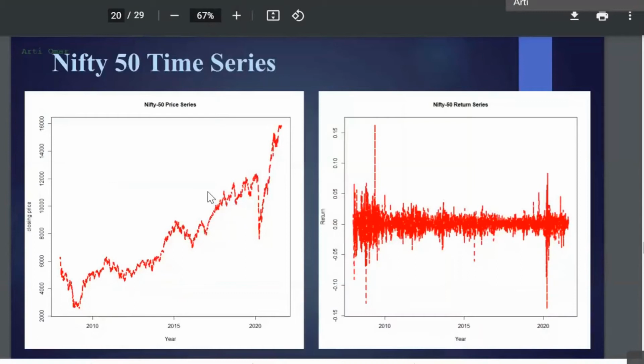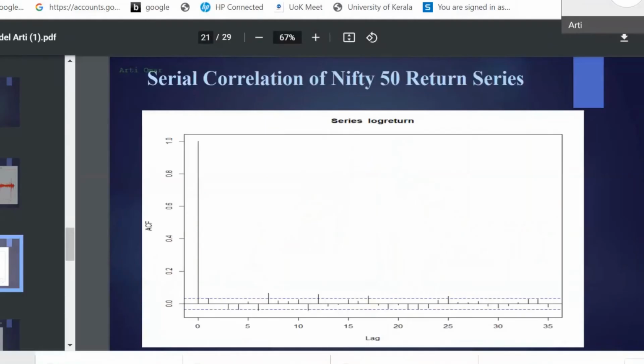So first, next slide. Yeah, so first I will check the simple serial correlation on the log return series. What I found is that there is no serial correlation in the log return series. Okay, fine. Still I don't know what to do with this series. So I will check for volatility clustering. I wanted to confirm whether volatility clustering is present or not.